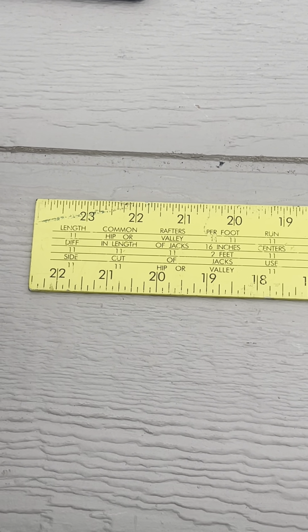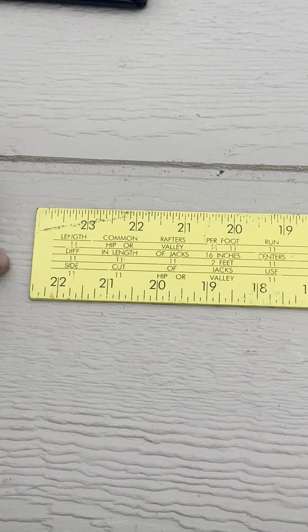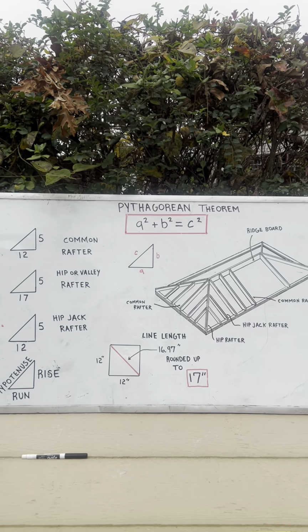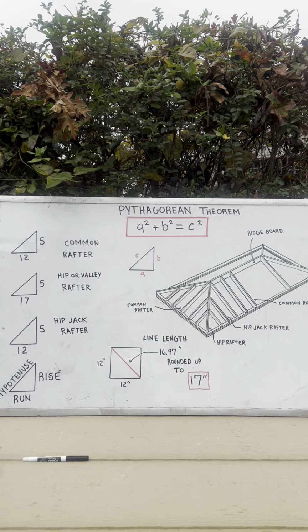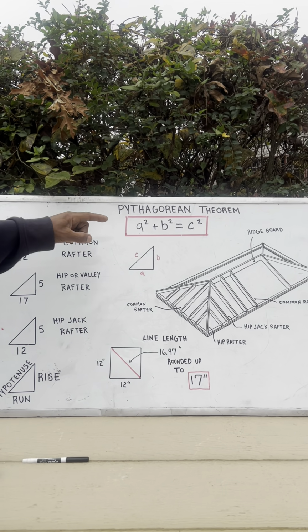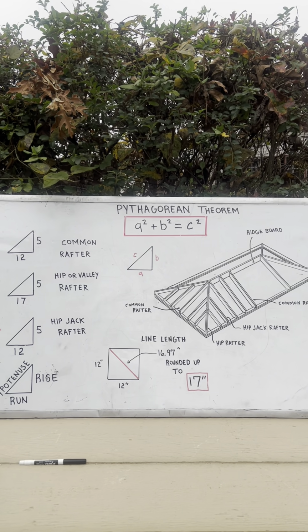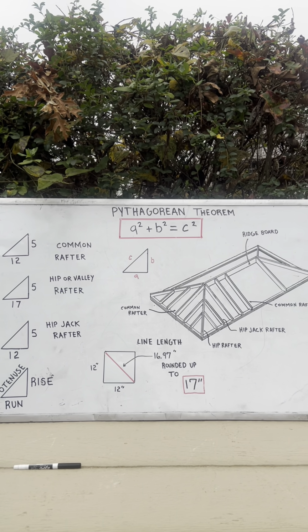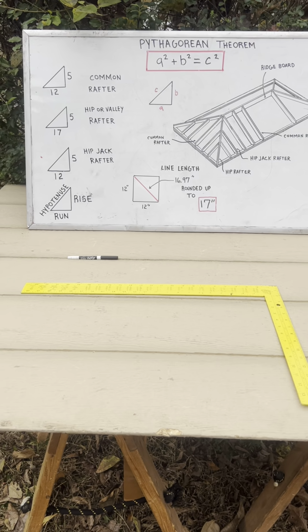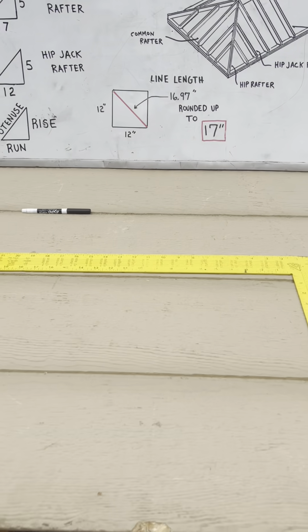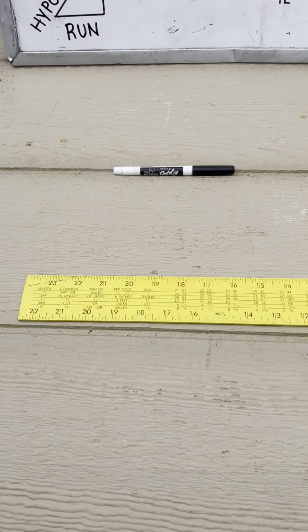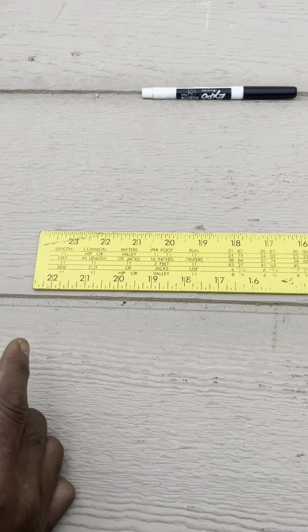Right here is your rafter table. One of the functions of the framing square is to solve the Pythagorean theorem, which allows you to create right angle corners and ensure precision. Let's take a look at the front of our framing square. Right here to the left is our rafter table.